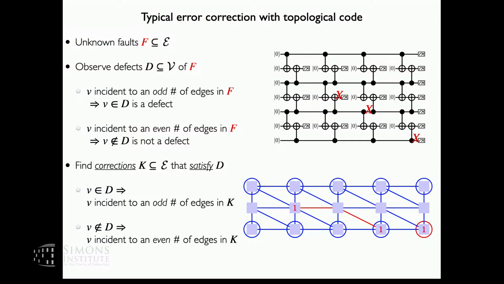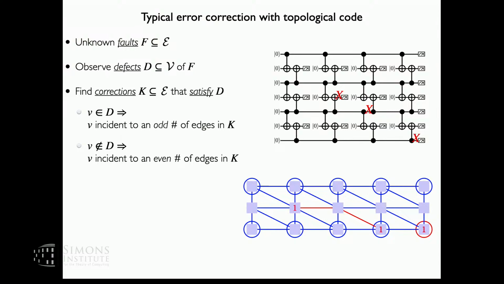And the goal is the corrections, so together, the correction and the faults should have trivial syndromes or defects. Not only that, a valid correction means that you collectively, correction plus faults, have no defects.